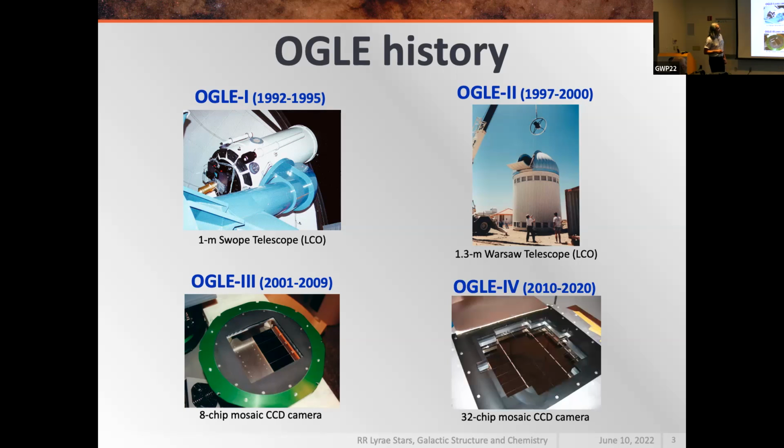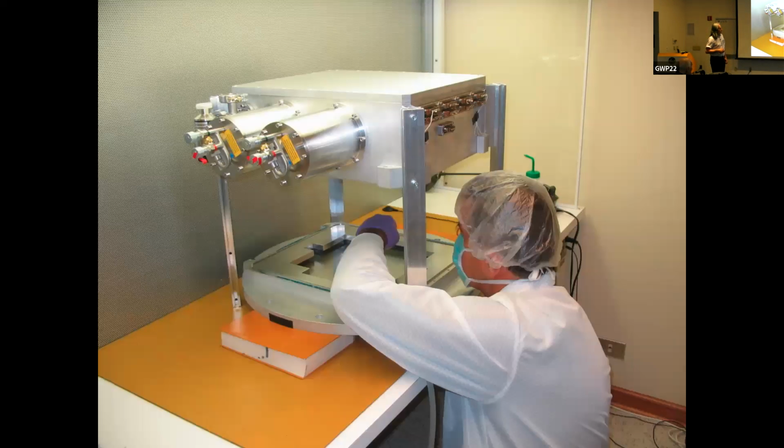And finally, in 2010, Andrzej built a new 32-chip CCD camera, and the OGLE-4 project started. Unfortunately, in 2020, the telescope was closed due to the COVID pandemic, and it's still closed. We plan to start the OGLE-5 project. Among others, we plan to change our filters, but we still don't know when it will happen. Here, Andrzej Udalski is constructing the camera in the clean room at Las Campanas.